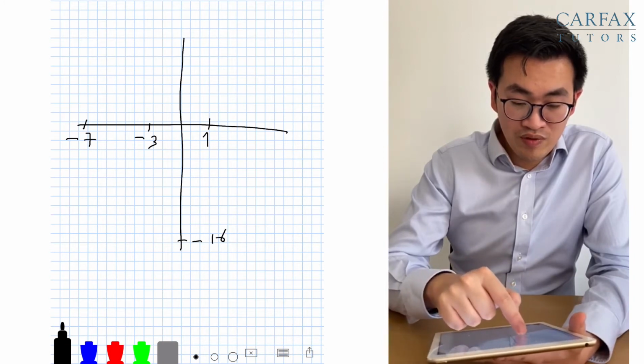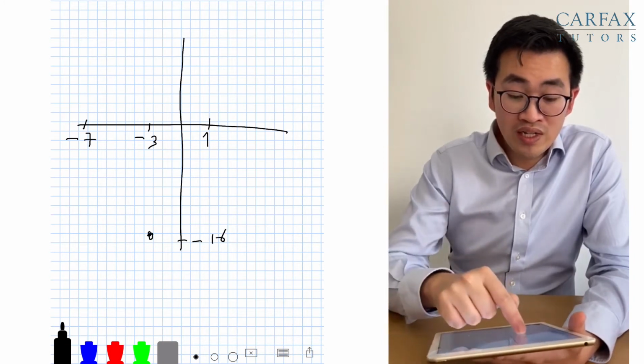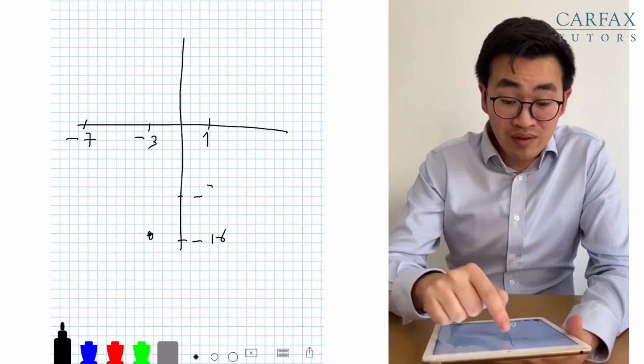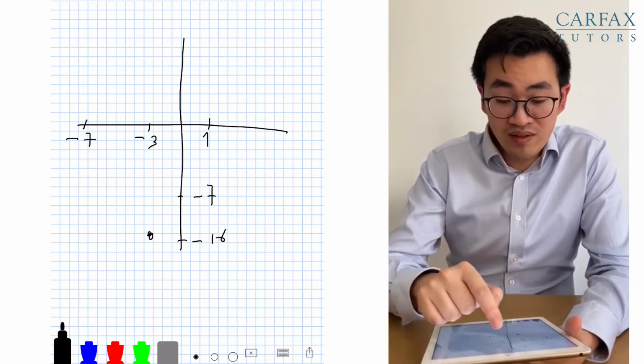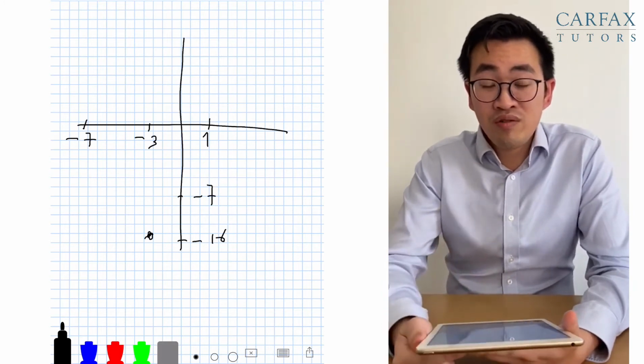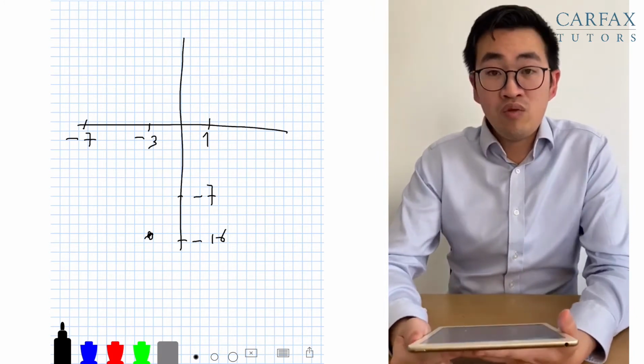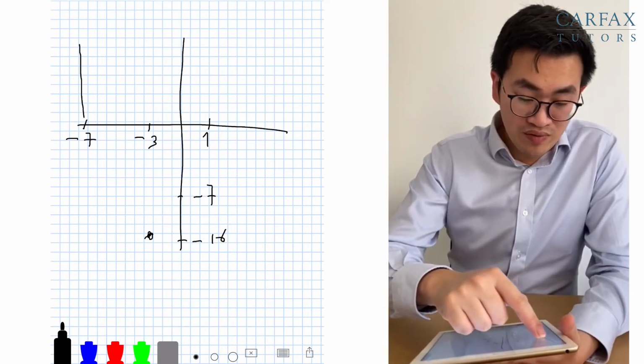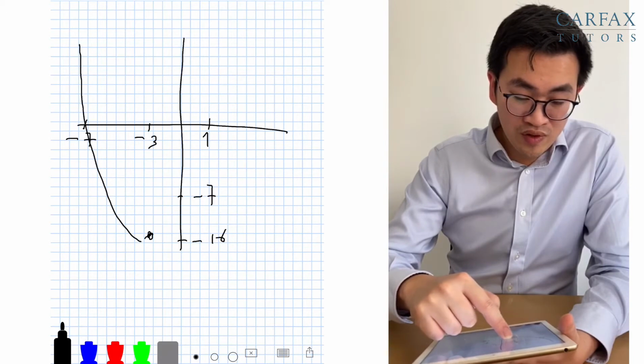So let's put it roughly here. And also the y-intercept would be negative 7, because that's the c in the quadratic. When x equals 0, you can find out what the y-intercept is, and that's negative 7. So then the graph looks something like this.